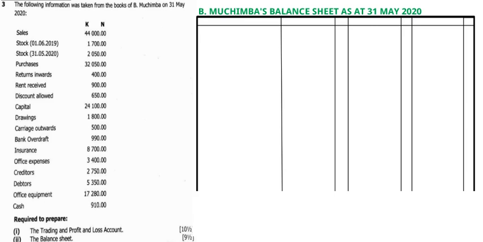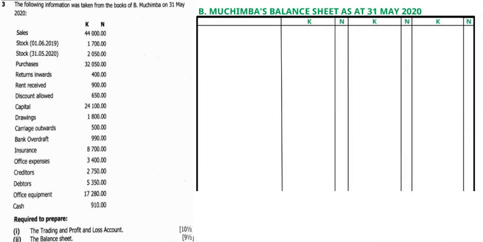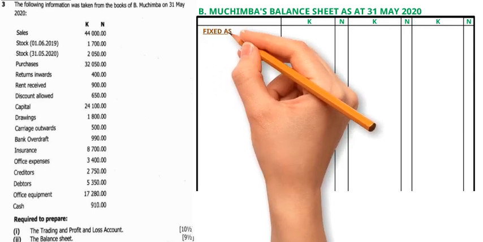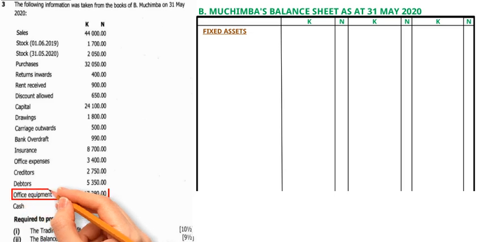Once we have done this, the next thing I'm going to do is write the kwacha and then go in those areas. Then in our balance sheet we're going to start with the fixed assets. The fixed asset in these items given is office equipment.